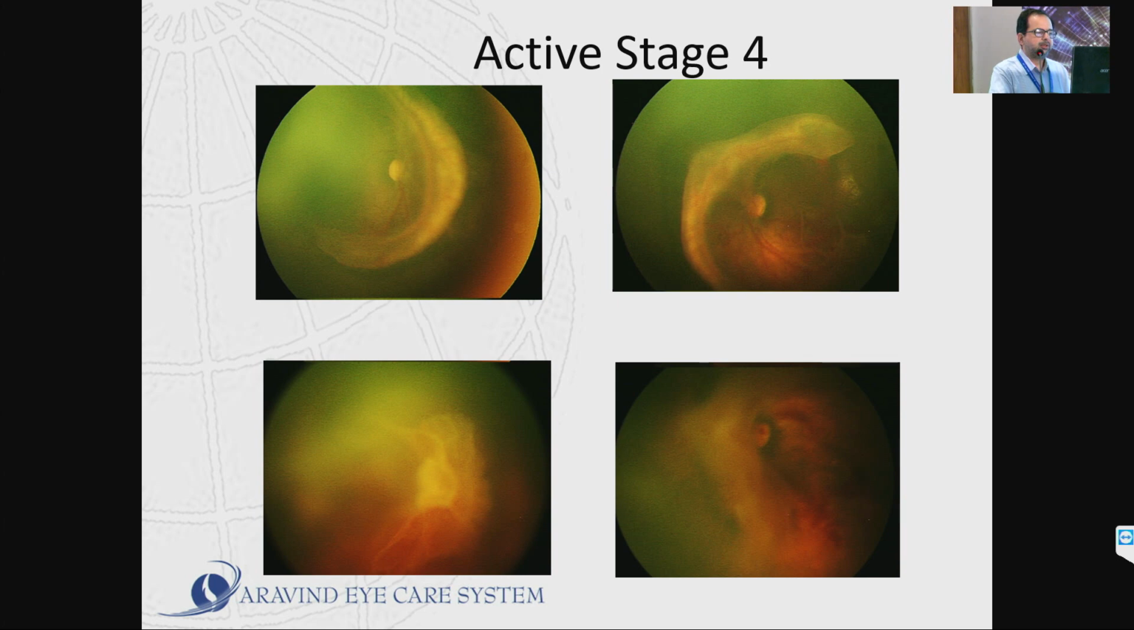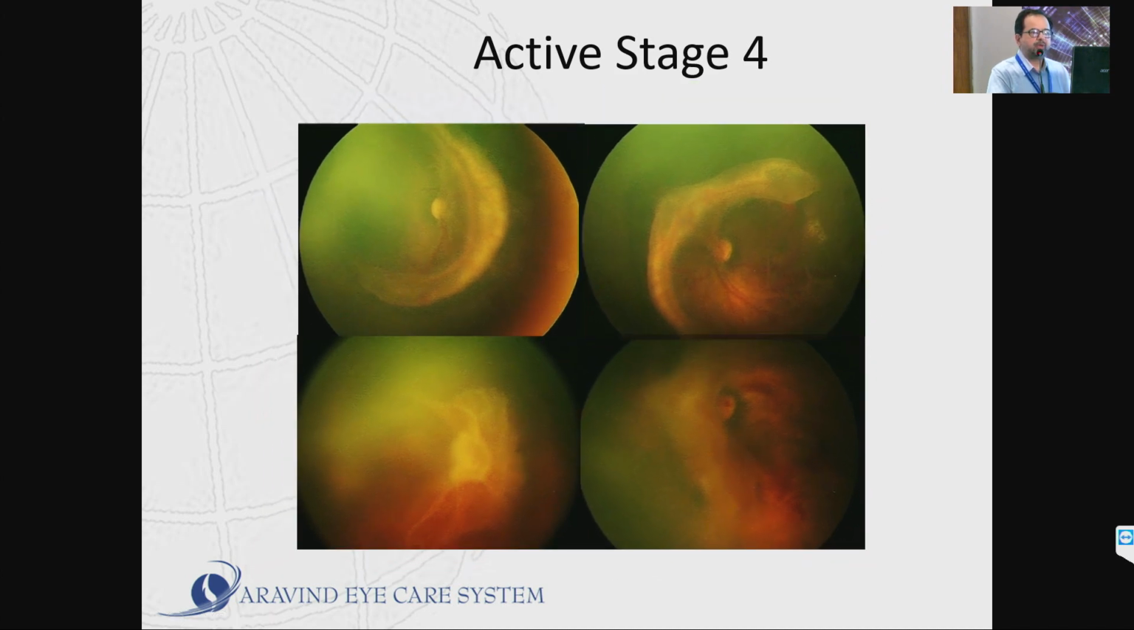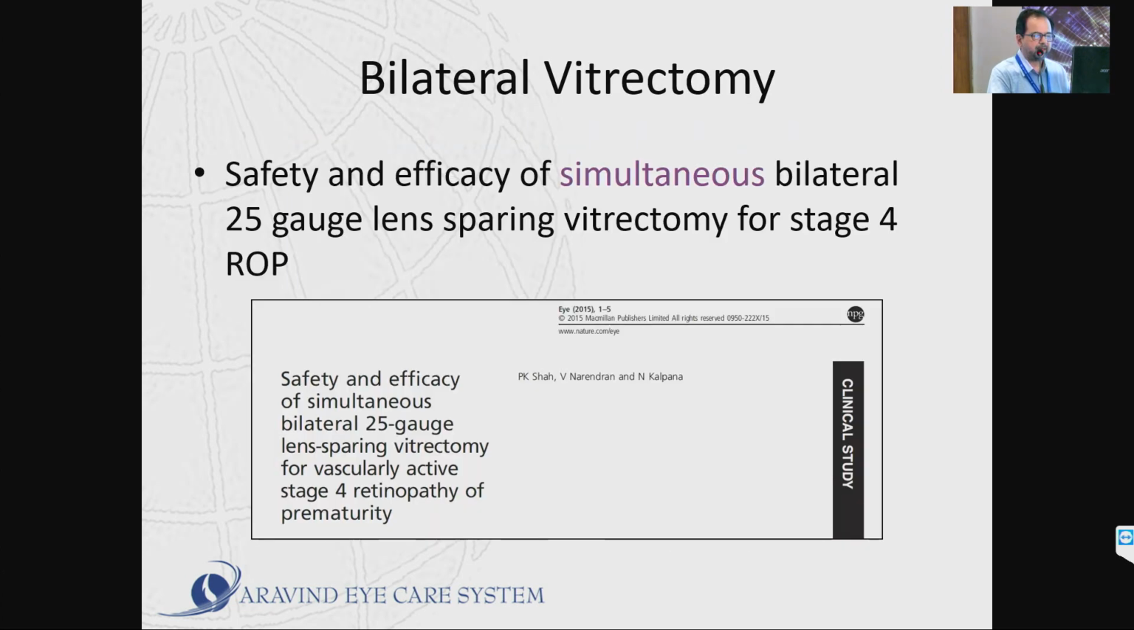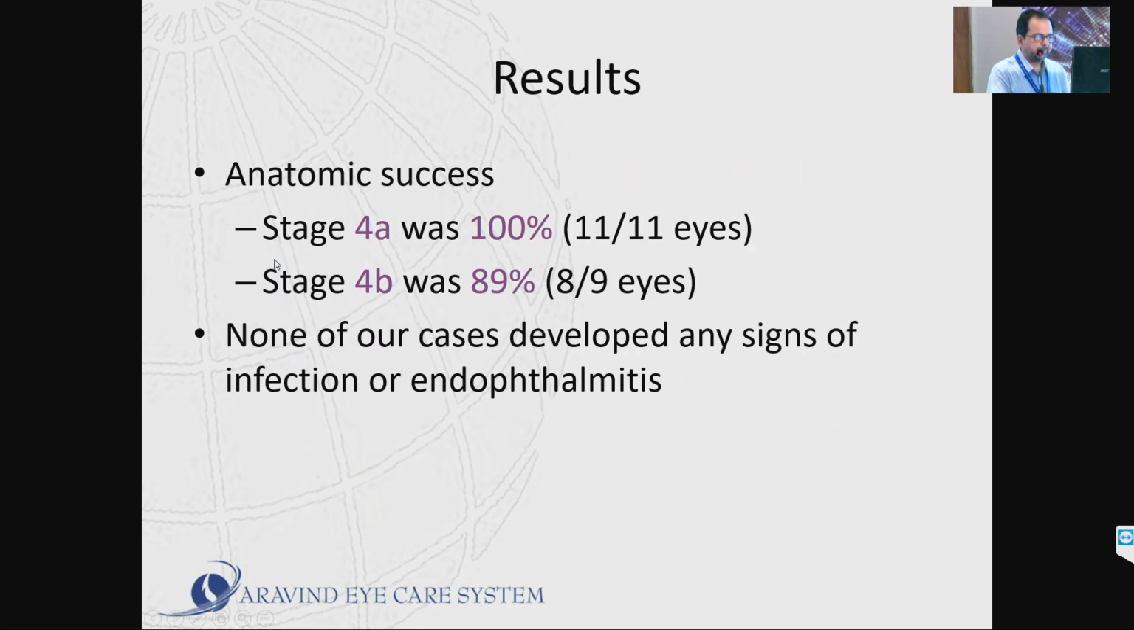Now sometimes you see eyes coming with 4A and 4B which are active, and obviously you have to do surgery, but what do you do when these are the two eyes of the same baby? So what we have started doing is bilateral simultaneous vitrectomy, because you can't do one eye and then after 2 weeks take the other eye, because it's going to progress to stage 5. And again, the anesthesia risk is high. We started doing this in 2015, and we have published this. We have done the simultaneous bilateral vitrectomy, and the anatomical and visual outcomes are quite satisfactory compared to what you get in a single eye. And the main thing is endophthalmitis.